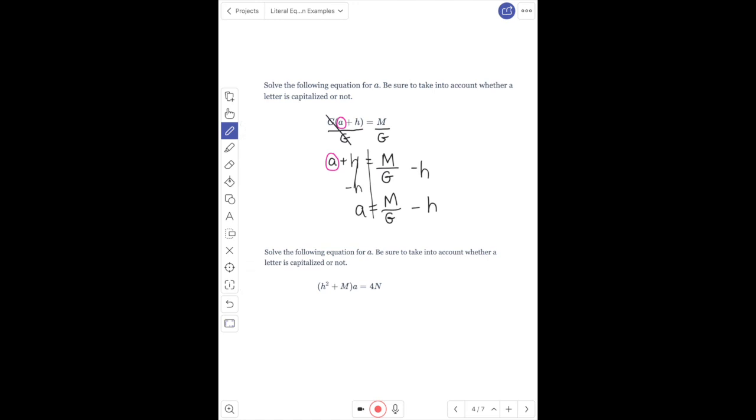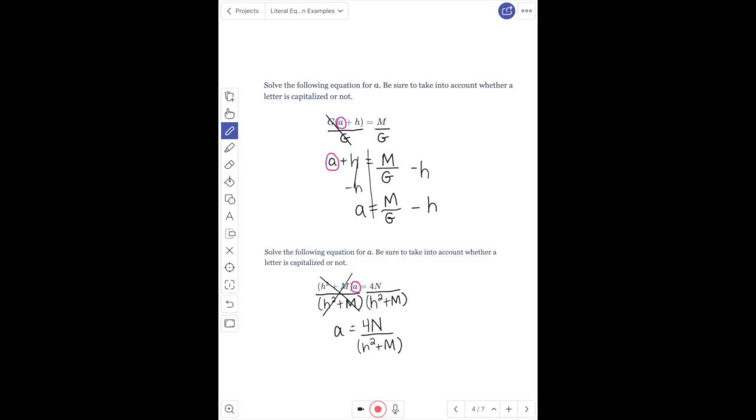All right, for the next one, we're solving for a again, and a is on the outside of the parentheses. This is very similar to the one we just did, except it looks like a lot more than it actually is. a is being multiplied by the whole parentheses. So if I want to get a by itself, I can divide by the whole parentheses, because the opposite of multiplication is division. So a equals 4n over h squared plus m.